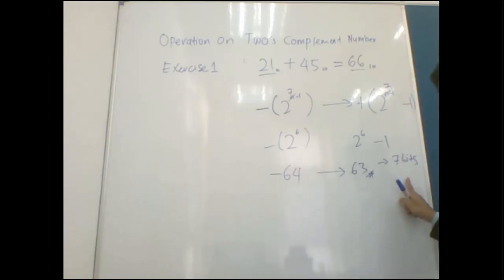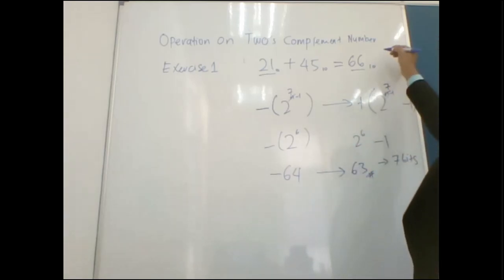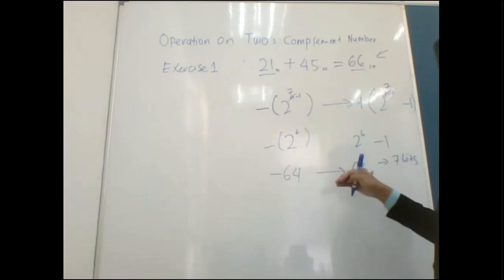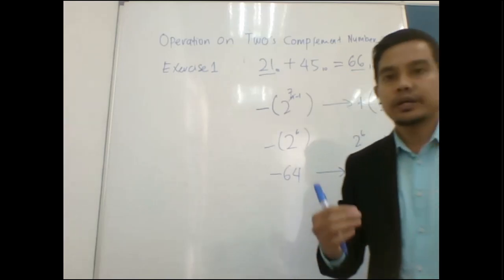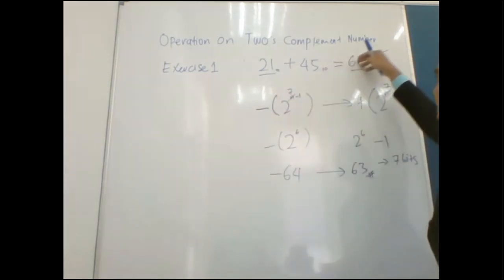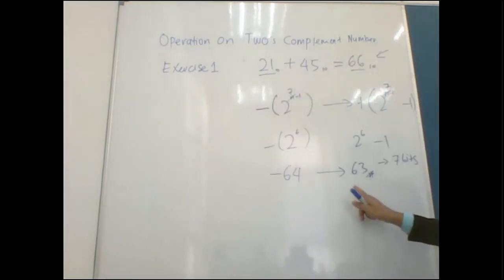Based on this range, this is the maximum number for 7 bits. We need to check whether this value is inside the range. If we look here, this value 66 does not fit inside this range. It's not part of the range. So we cannot use 7 bits.